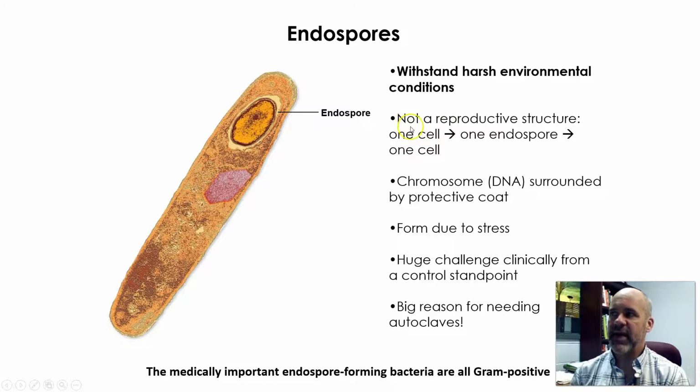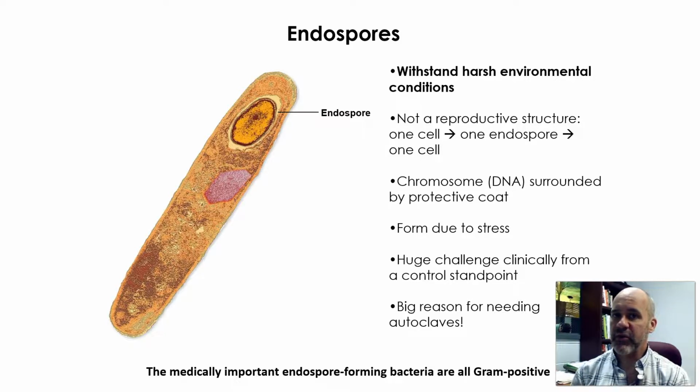One thing, though, is this is not a reproductive structure. This is basically a method for a bacterial cell to go dormant and create a very hardy structure that can withstand harsh environmental conditions. So when you have an endospore, like we see here on this bacillus-shaped bacterial cell, what's in there? The chromosome, so we just talked about the DNA, generally existing as one large circular DNA molecule.